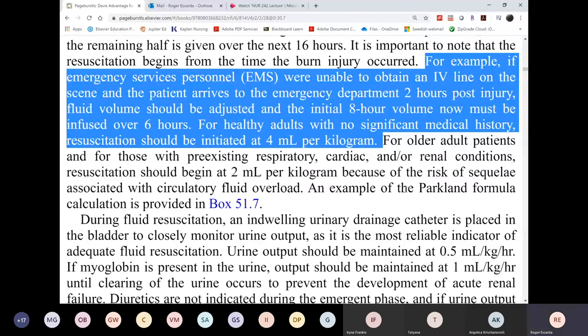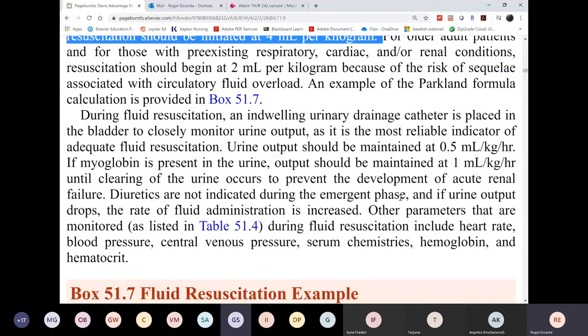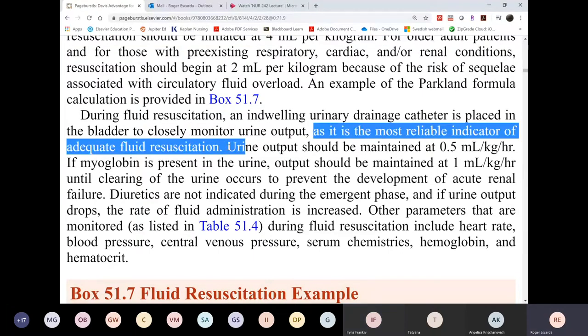Okay. Based on that knowledge that this is not an accurate weight, the fluid we're giving is not actually adequate. So what is our basis to know whether we are giving enough fluid to Giselle? We don't know. Well, what does it say? Urine output. Okay. So the most reliable indicator of adequate fluid resuscitation is her urine output. So Giselle has to receive a Foley. That's why burn patients must have a Foley, so we can monitor hourly urine output.